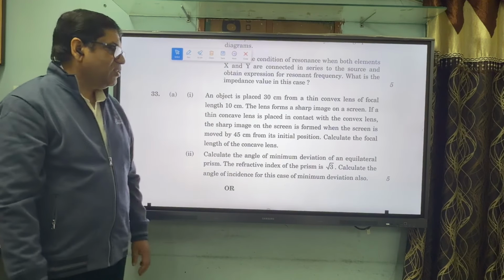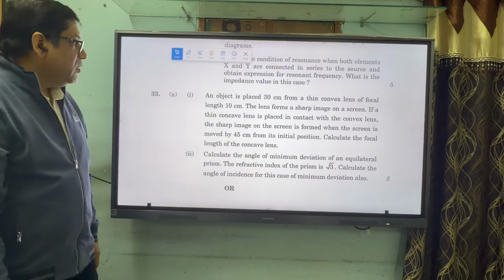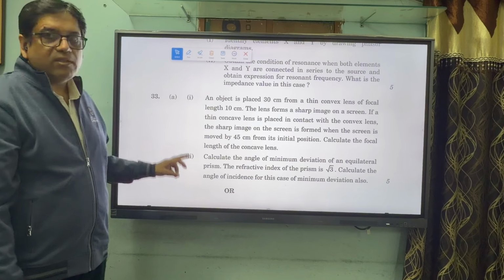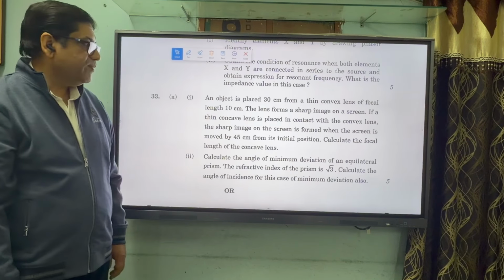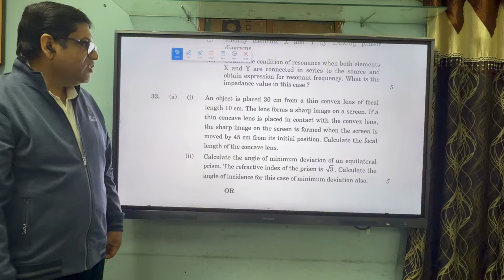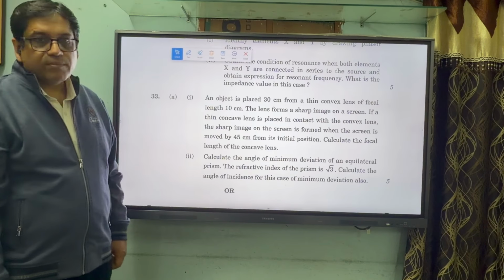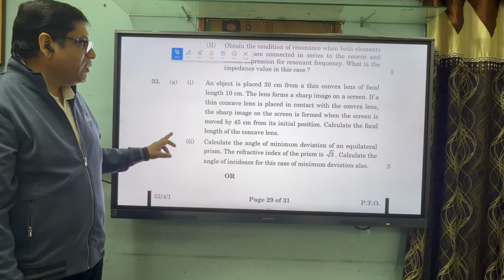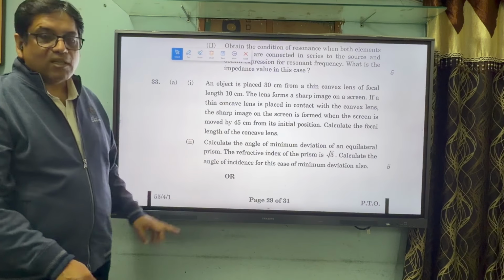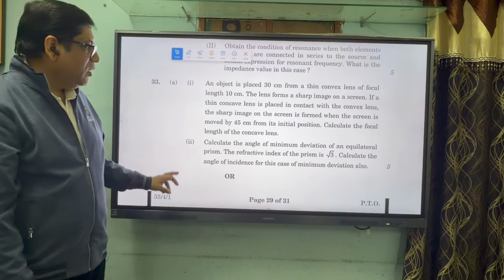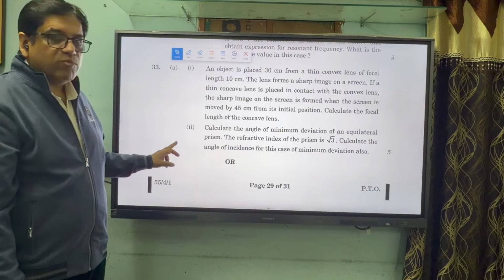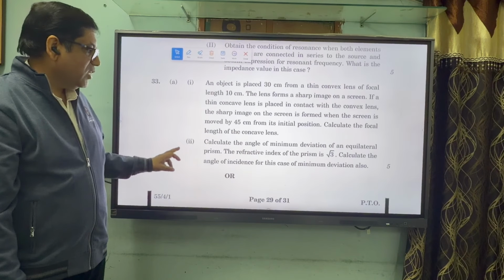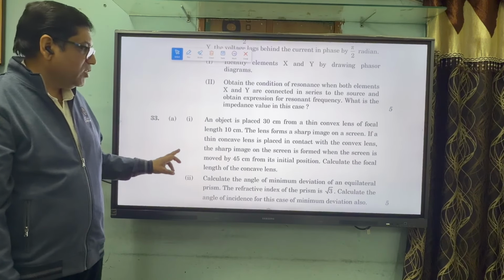Now question number 33. An object is placed 30 centimeter from a thin convex lens of focal length 10 centimeter. Lens forms a sharp image on a screen. If thin concave lens is placed in contact with convex lens, एक और लेंस होती है concave lens उसके साथ जोड़ के रखते हैं. Sharp image on screen is formed when screen is moved by 45 centimeter from the initial position. Calculate the focal length of the concave lens. So second lens रखा उसकी focal length पूछी गई है.